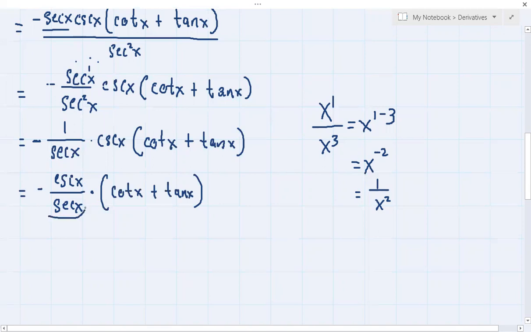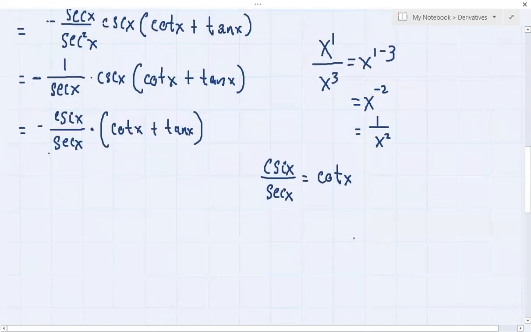So first, let's start with this. Si cosecant x at saka si secant x. Ito, si cosecant x all over secant x, this is just the same as cotangent x. Maniniwala ba kayo? So let's prove it. Okay, prove natin na si cosecant x all over secant x ay cotangent x.